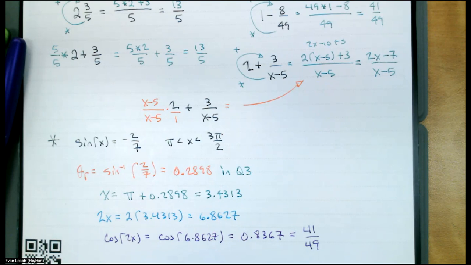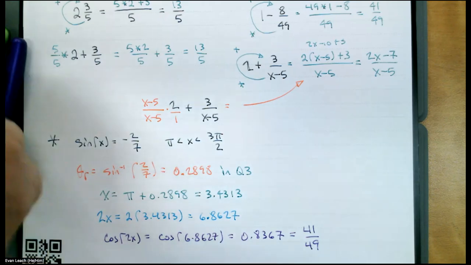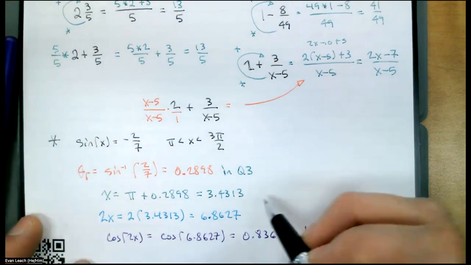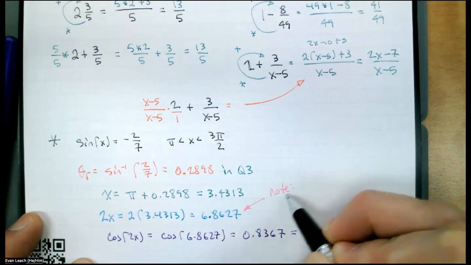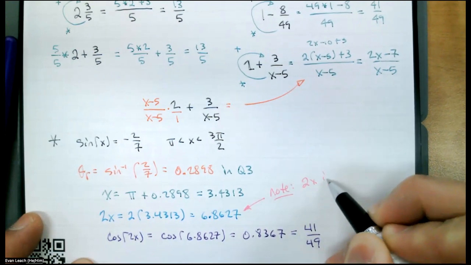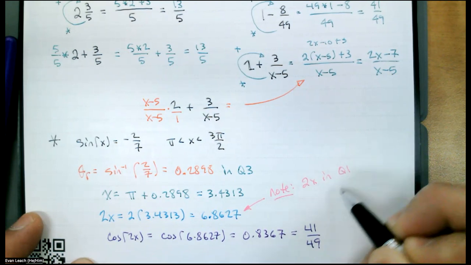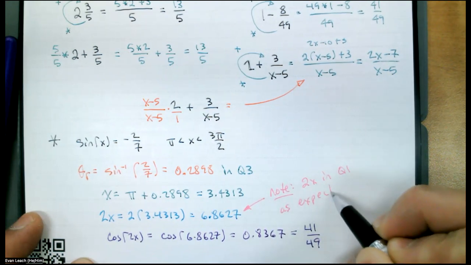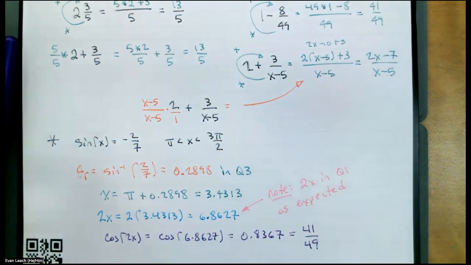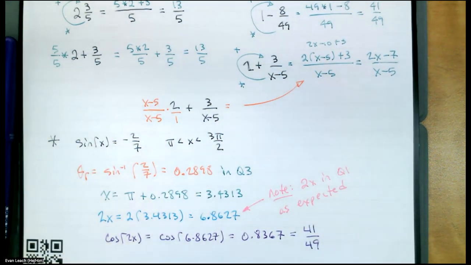Also notice that we concluded that 2x was in quadrant 1, and 2x is in fact in quadrant 1. So note, 2x is in quadrant 1 as expected.